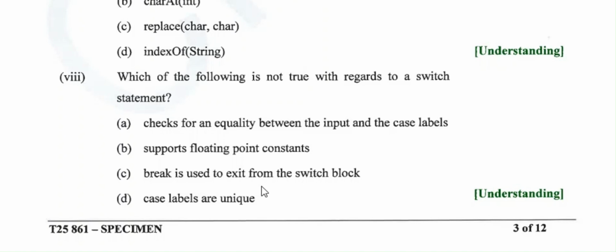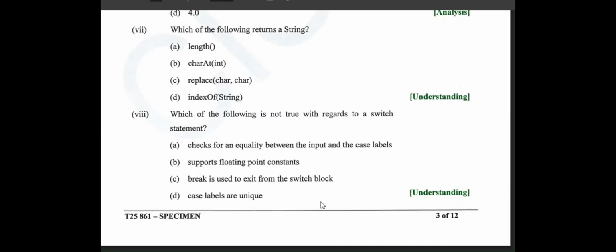In every case, there is a break to exit from the switch. Case labels are unique. Yes, case labels are unique: case 1, case 2, case 3. Supports floating point constant is the one that is not true. It does not support floating point constant or double constant. This is also a 2024 board question.